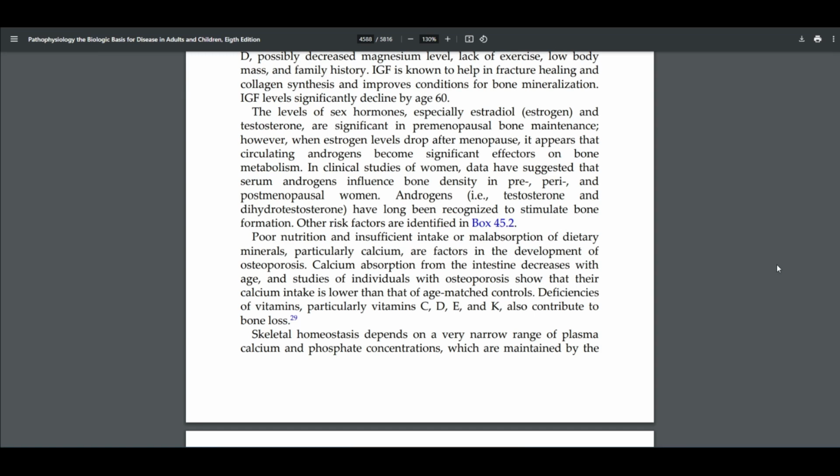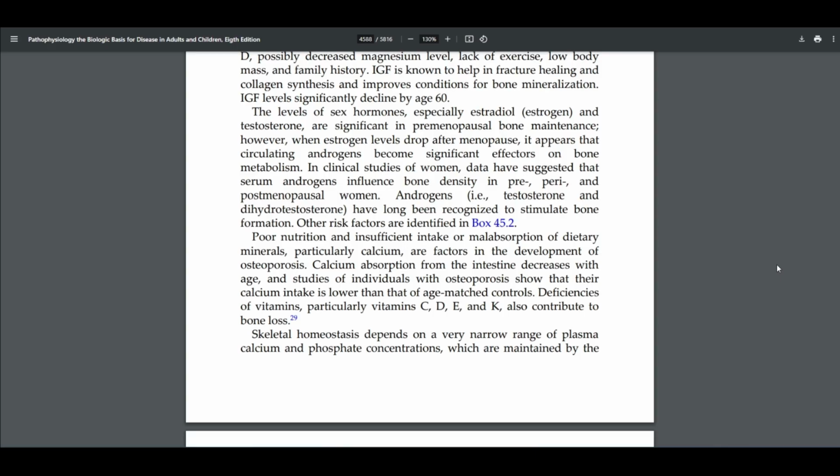The level of sex hormones, especially estradiol and testosterone, are significant in premenopausal bone maintenance. However, when estrogen levels drop after menopause, it appears that circulating androgens become significant effectors on bone metabolism. In clinical studies of women, data have suggested that serum androgens influence bone density in pre-, peri-, and postmenopausal women. Androgens have long been recognized to stimulate bone formation. Other risk factors are identified in box 45.2.